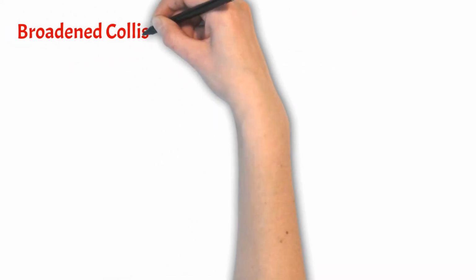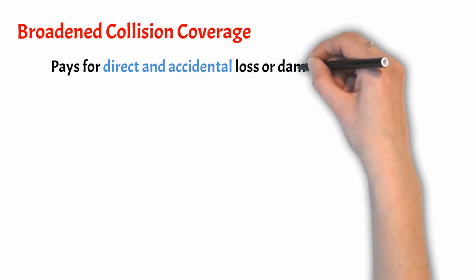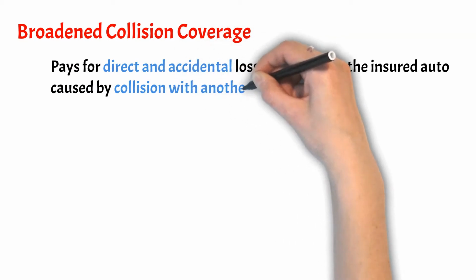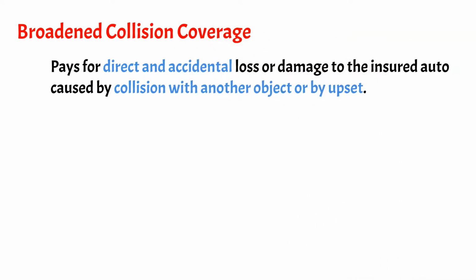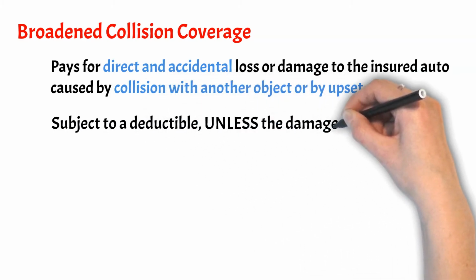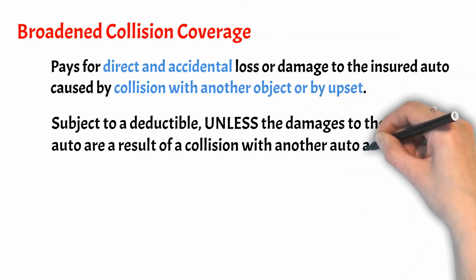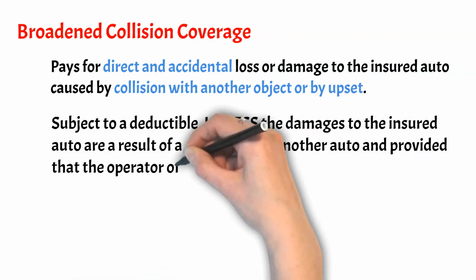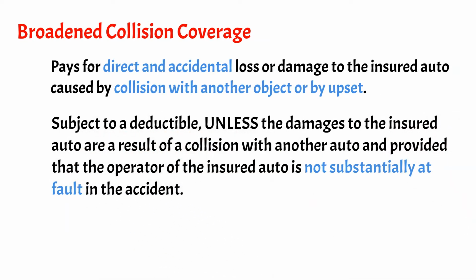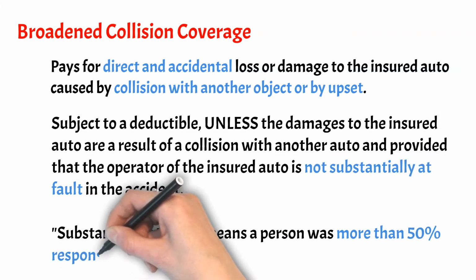Broadened collision coverage pays for direct and accidental loss or damage to the insured auto caused by collision with another object or by upset. Broadened collision coverage is subject to a deductible unless the damages to the insured auto are a result of a collision with another auto and provided that the operator of the insured auto is not substantially at fault in the accident. Substantially at fault means a person is more than 50% responsible for the accident.